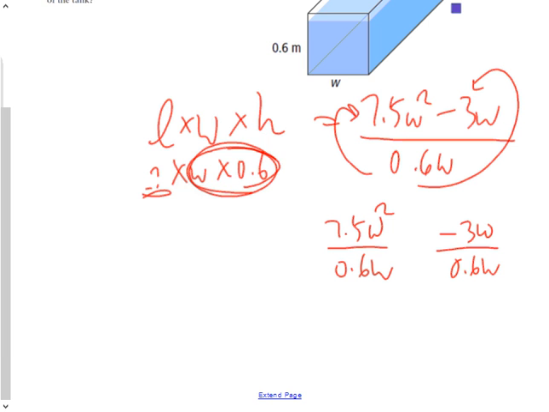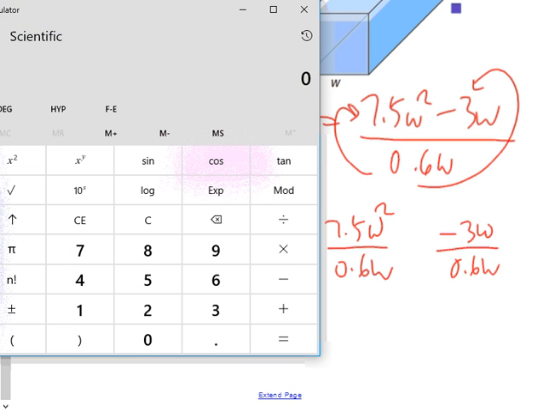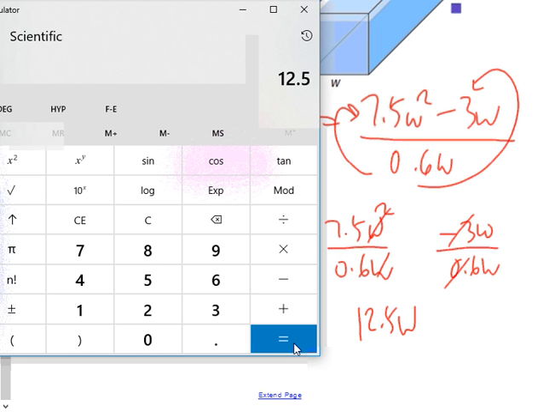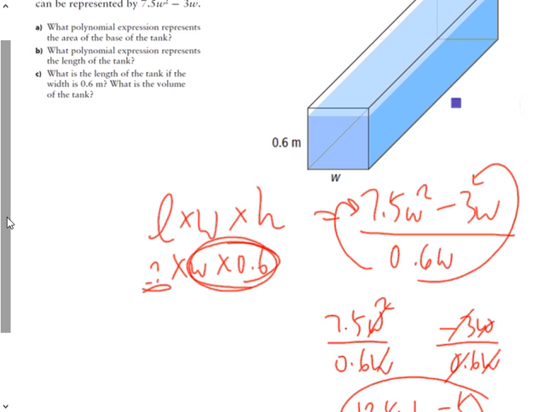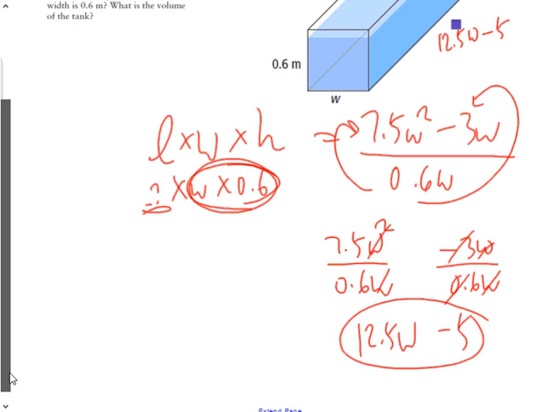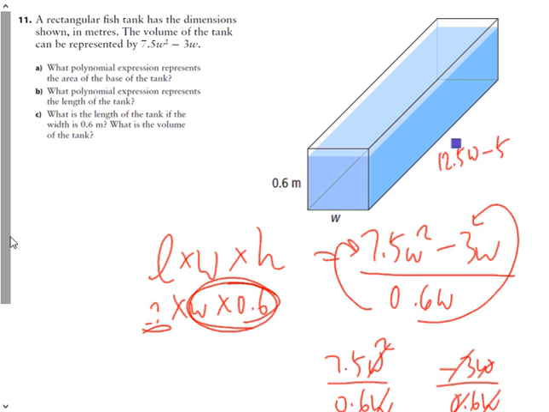So 7.5 divided by 0.6 is 12.5w. 3 divided by 0.6 is going to be 5. So negative 5, and the w's will cancel each other out. So that has to be the missing side length right here. It's going to be 12.5w minus 5. I think that's what it was, minus 5 or plus 5? Minus 5. Okay, so now we have that.